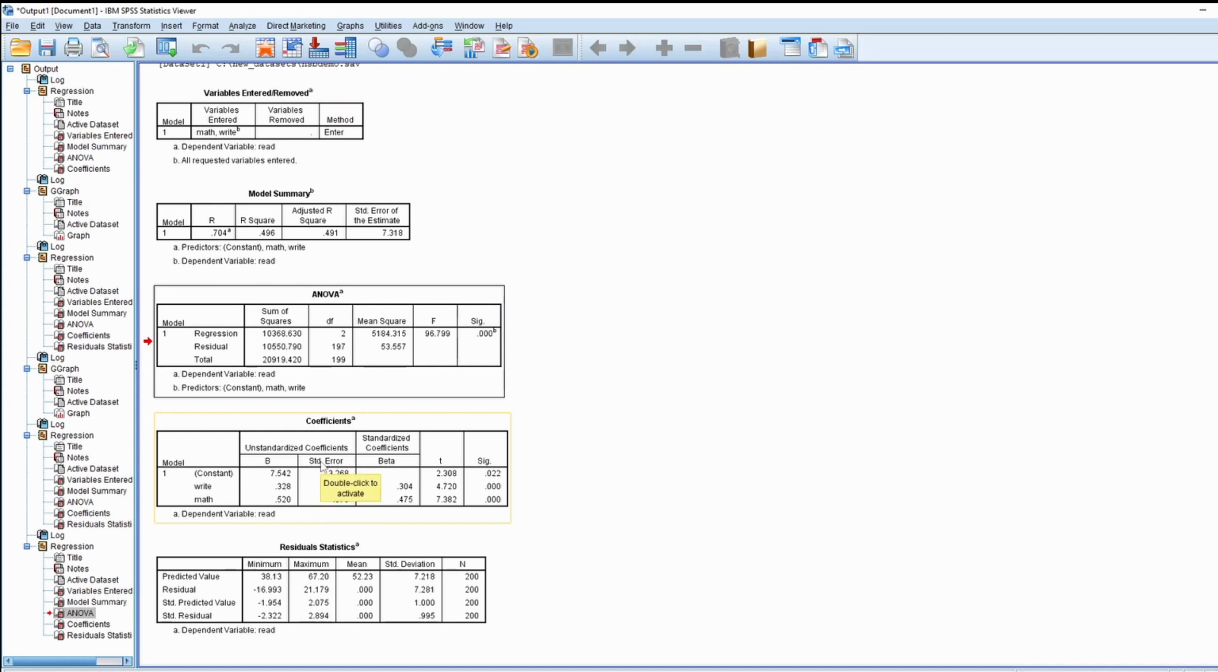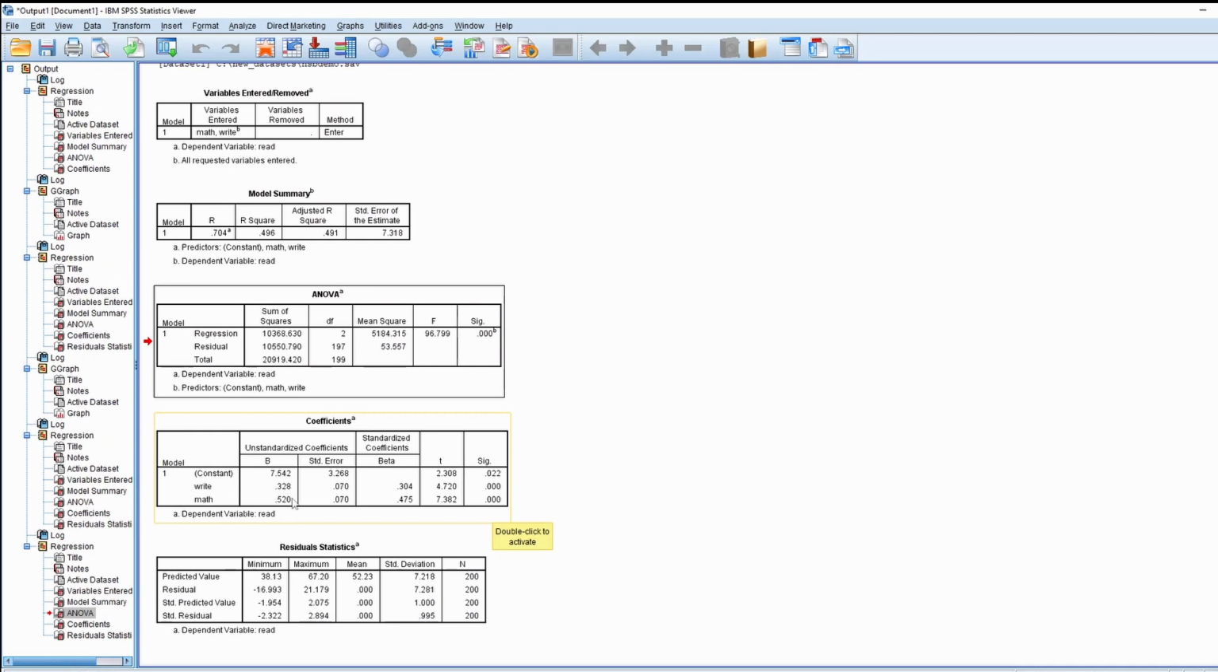In general, what we would like to focus on is the coefficients table. In this table, there are a few numbers we would like to focus on. One is the unstandardized coefficient. One is the significance, the p-value. As you can see, for writing and math, both p-values are significant because both of them are smaller than 0.05. So it means that these two are significant predictors for the dependent variable, the reading score.